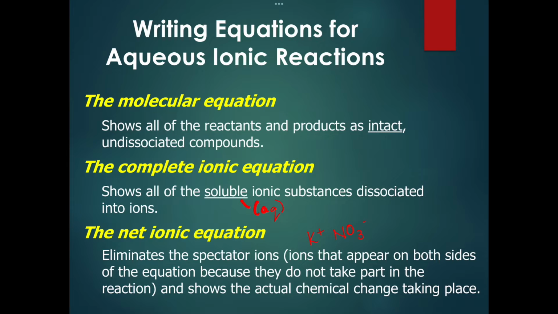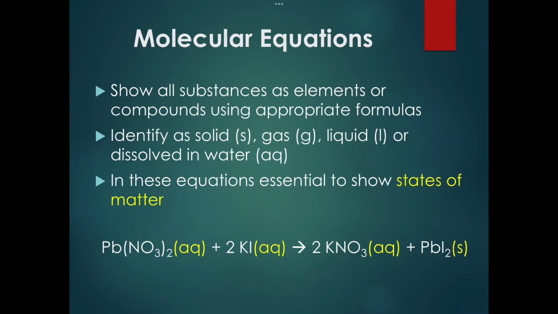Those are ions that appear on both sides of the equation as aqueous ions because they don't take part in our chemical reaction. And so we're just going to show the actual change that's taking place. So the focus of today's lecture is to learn how to write this net ionic equation, starting with this balanced molecular equation. So let's look at this a little more in detail.